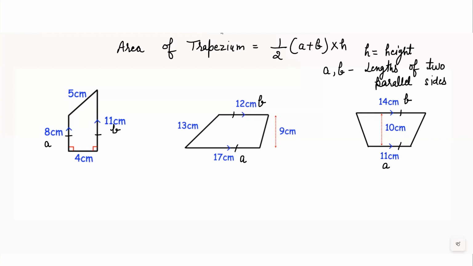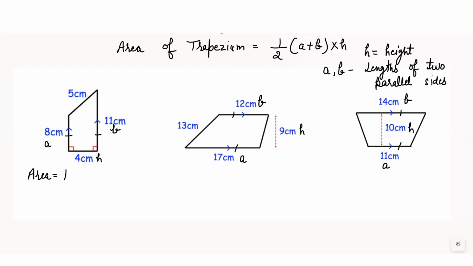Now coming to the part of height. Which one is the height here? So in the first trapezium, this is height. In the second trapezium, this is height. In the third trapezium, this is height. So the concept of height, I already explained to you when we did the area of a triangle. So we'll find out the area for the first trapezium.